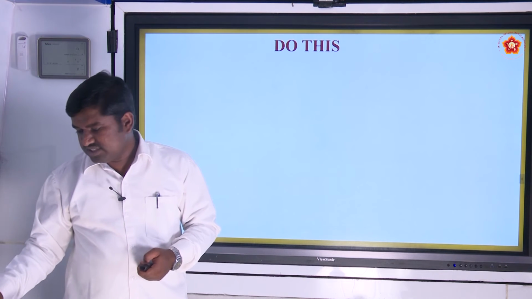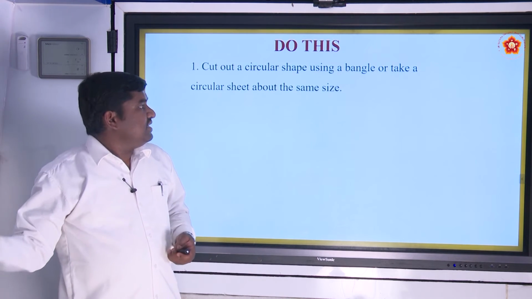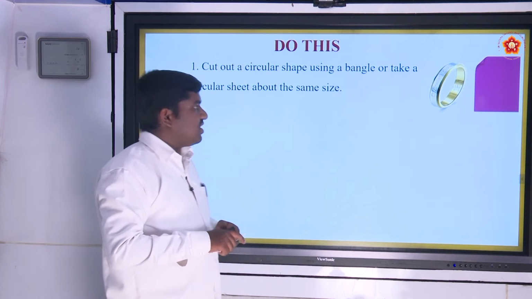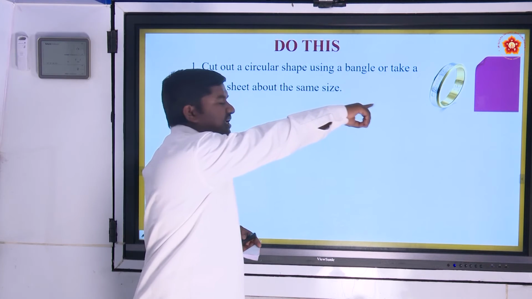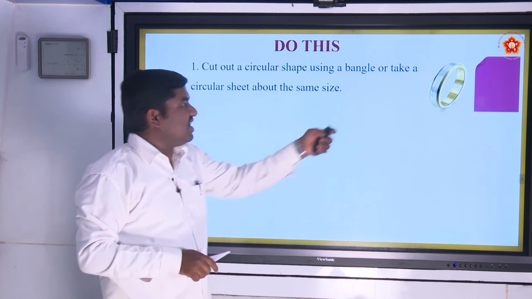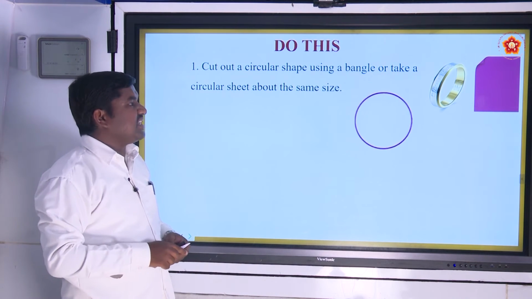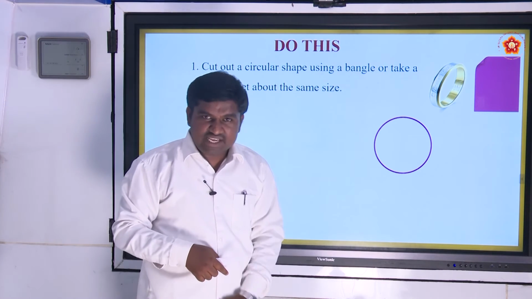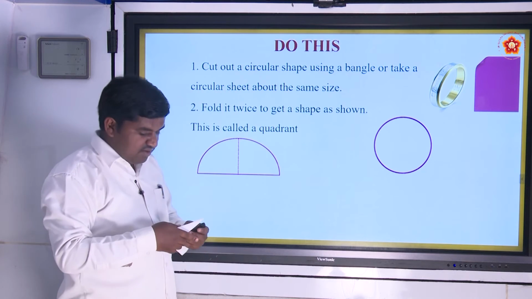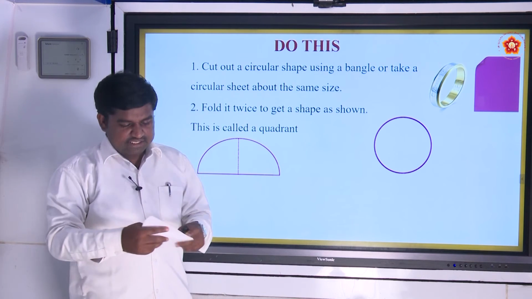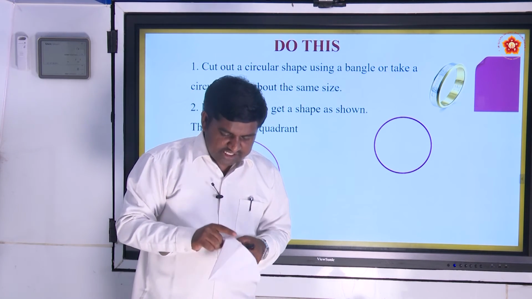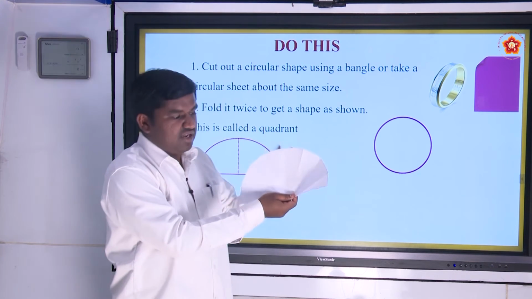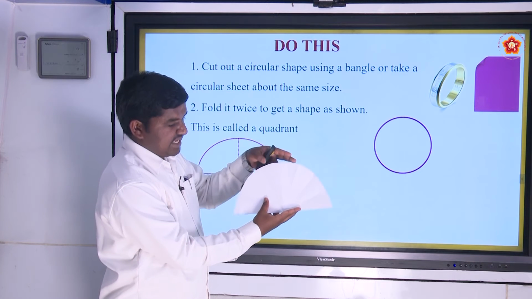Next, can you do this? Yes, we will do something. You can take a bangle and one sheet. You should cut the sheet in a circular shape, or we can take a circular sheet with the same size. Next, you can fold that circular sheet. Suppose I took a circular sheet, then you can fold it like this, you will obtain like this.